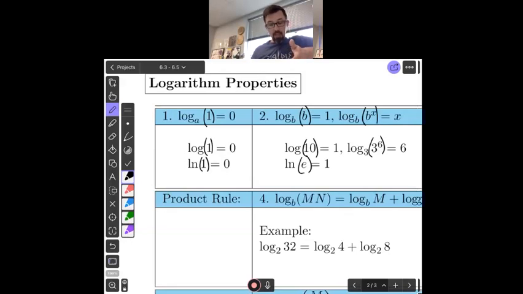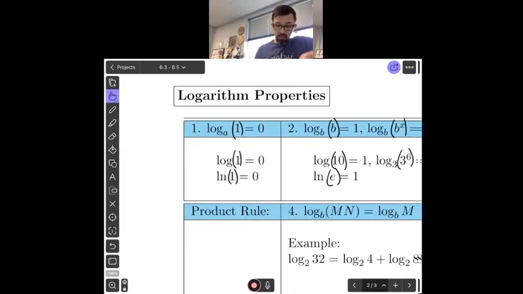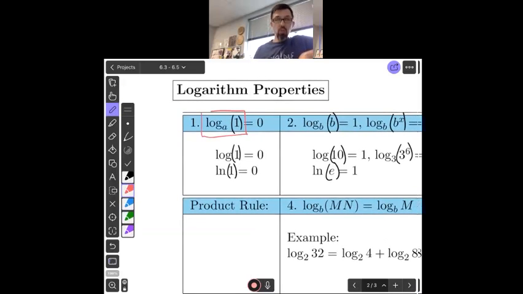So log base a of 1 equals 0. Basically, log base anything of 1 equals 0. Why is that? Right? If you read this as a question, why is log base a of 1 equal to 0? Because that means a to the what equals 1. This one means 10 to the what equals 1. This one means e to the what equals 1. What power do we raise anything to get it equal 1? We raise it to the 0 power.